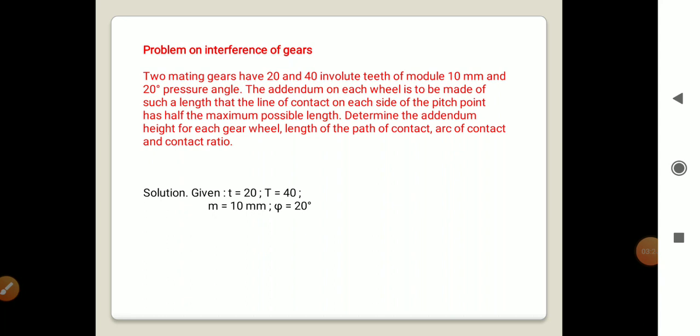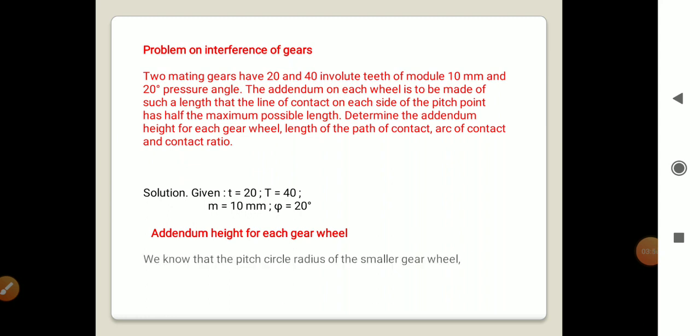Given: small t is equal to 20, that means the number of teeth on the smaller gear is 20. Capital T is equal to 40, that means the number of teeth on the larger gear is 40. Module small m is equal to 10 mm. Pressure angle phi is equal to 20 degrees. First finding: we are going to find the addendum height for each gear wheel. So see the solution.